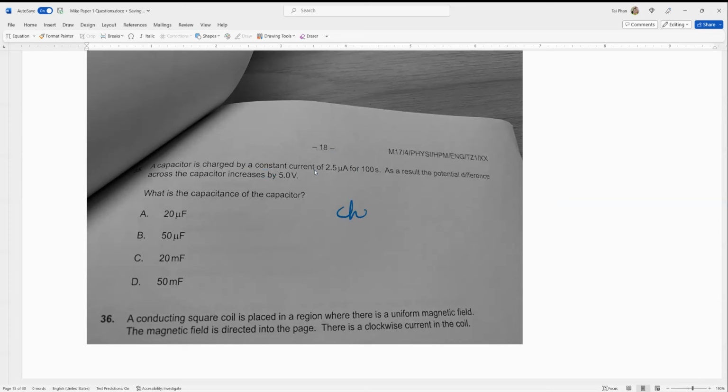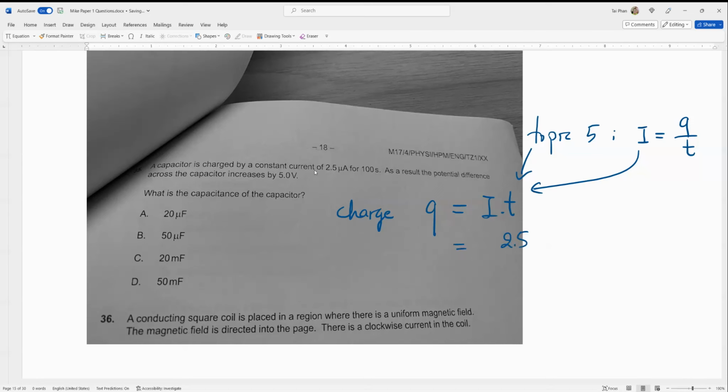So the charge that the capacitor stores is the current multiplied by time. We have this equation in topic 5. The formula is the current is the charge over time, and from this formula we get that the charge is the current multiplied by time. That current is 2.5 microampere times 10 to the negative 6 to convert into ampere. Then multiply by the time, 100 seconds, and we get 2.5 times 10 to the negative 4 coulomb of charge.